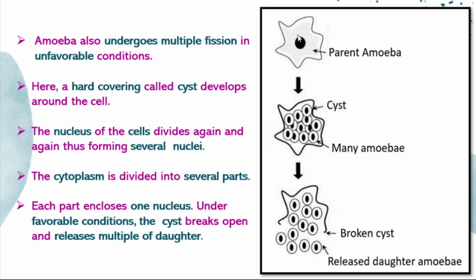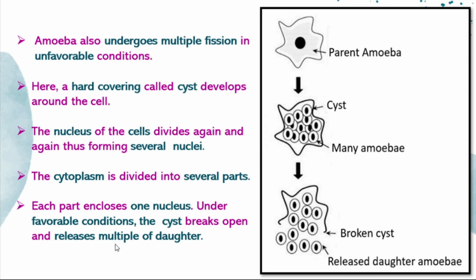Here, a single parent nucleus divides into so many nuclei present inside the cyst. So many amoebas are present here. The cytoplasm is divided into several parts. Normally binary fission divides into two daughter nuclei, but here the cytoplasm divides rapidly into more than two cells, and finally each part encloses one nucleus, each compartment containing one nucleus. Under favorable conditions the cyst breaks open and releases multiple daughter cells.